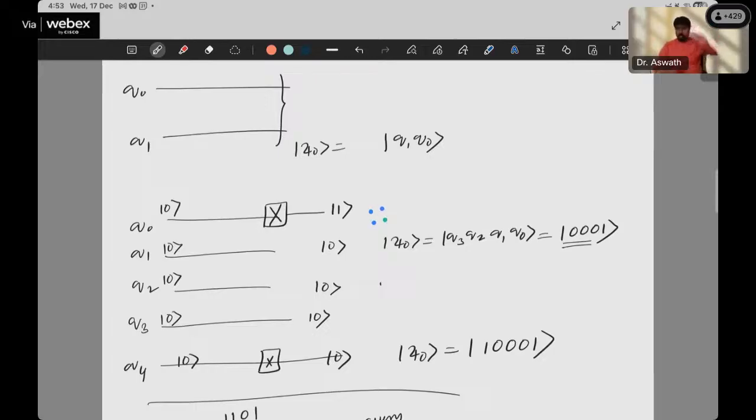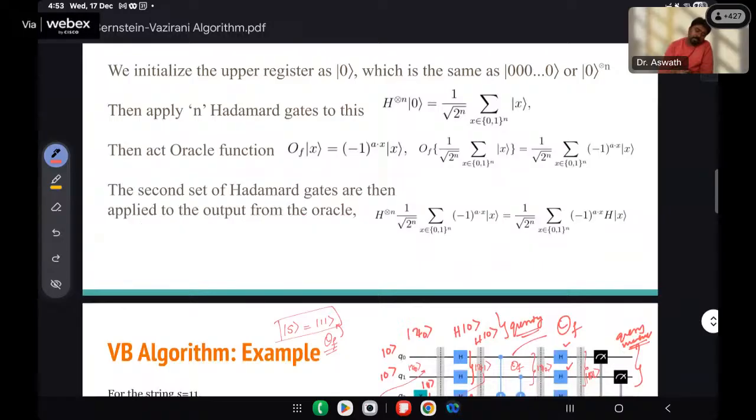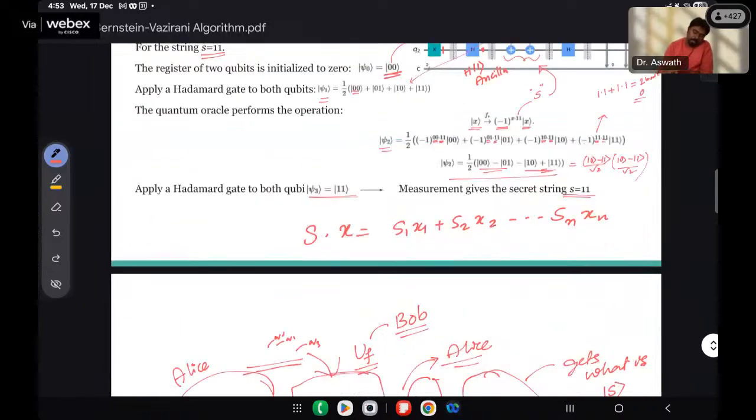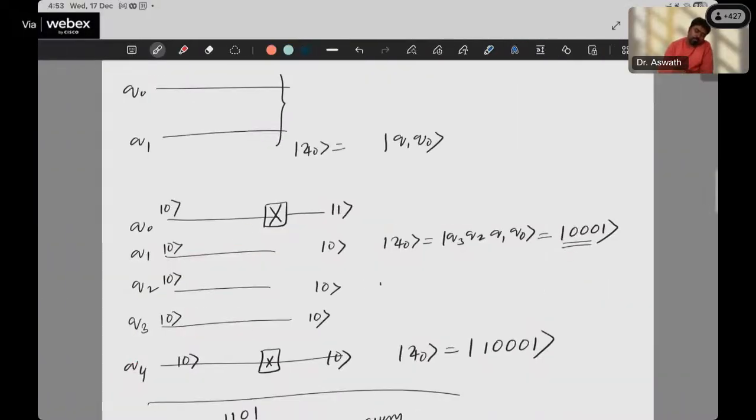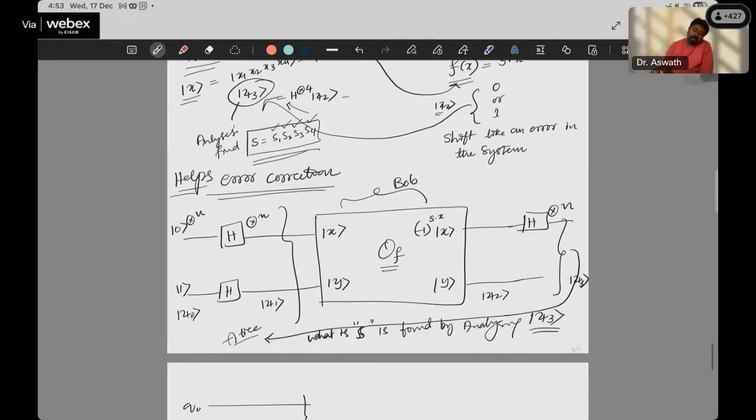Very good afternoon, good evening to all. I request you to go through it very slowly. It is slightly tricky compared to the Deutsch-Jozsa algorithm. Like I was explaining, use a comparison between Deutsch-Jozsa and Bernstein-Vazirani. If you do it that way, you will really understand.